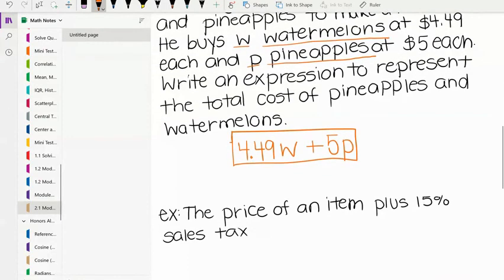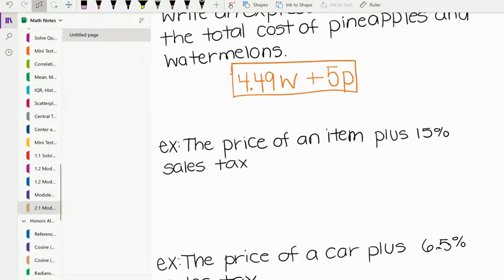All right, this is a different type. It's kind of weird, so you just have to get used to the process of it. So we have the price of an item plus 15% sales tax. First of all, we don't know what the price of an item is, so we're going to use a variable. So I'm going to say X is equal to the price of the item. And I bet after I do this one, you should be able to do the next one on your own. Okay. So X equals the price of the item.